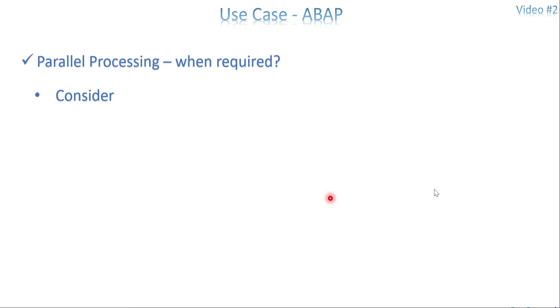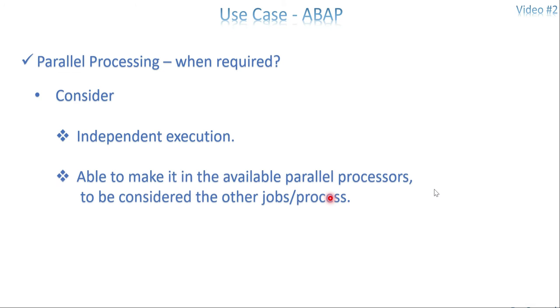A few things need to be considered before deciding on parallel processing. The set of code we decide to run in multiple sessions needs to be executed independently. It should not wait for something else to be done in the program before it starts. Code like that is not advisable to keep in parallel sessions, because the same set of code is going to run in multiple sessions at the same time. That's the reason it should not depend on something else.